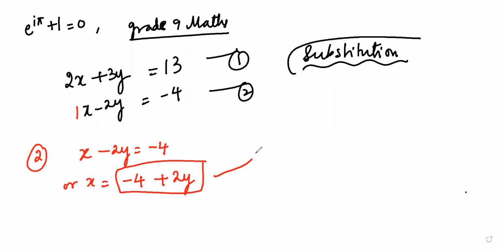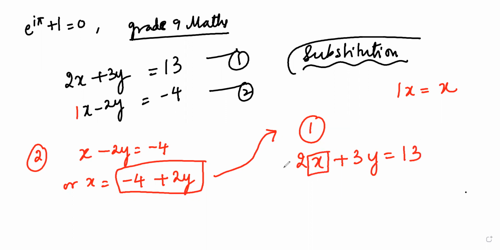And now I'm going to place it in the other equation, now equation 1. I started off with equation 2. I chose that equation because the coefficient of x is small, isn't it? Compared to other coefficients in the other equation. So I rewrote x in terms of y. x means 1x, isn't it? Nobody writes it every time, but we need to understand the back end that 1x is x. So in equation 1, when I substitute 2x plus 3y is equal to 13, in the place of x, you're going to put this. So 2 into minus 4 plus 2y plus 3y is equal to 13.